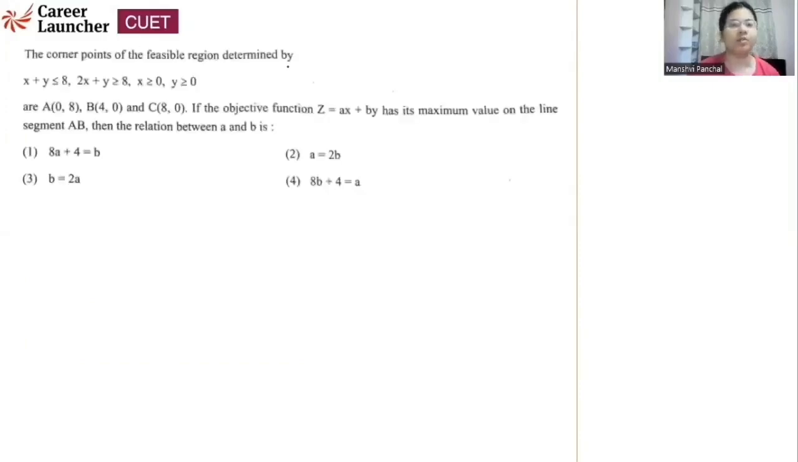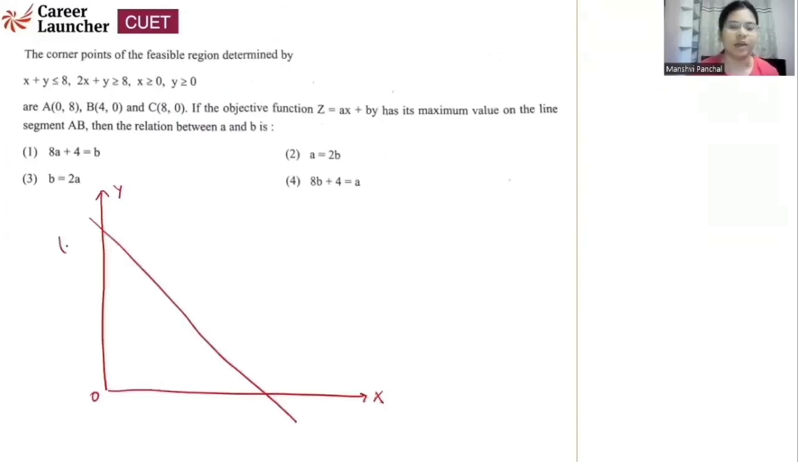The corner points of the feasible region determined by this are A, B and C. Then we have to find a relation between A and B. So let's just draw this LPP. This is the y-axis, this is your x-axis and this is the origin. x plus y equals 8 will be something like this, with points (0, 8) and (8, 0). The shaded region will be towards the origin.